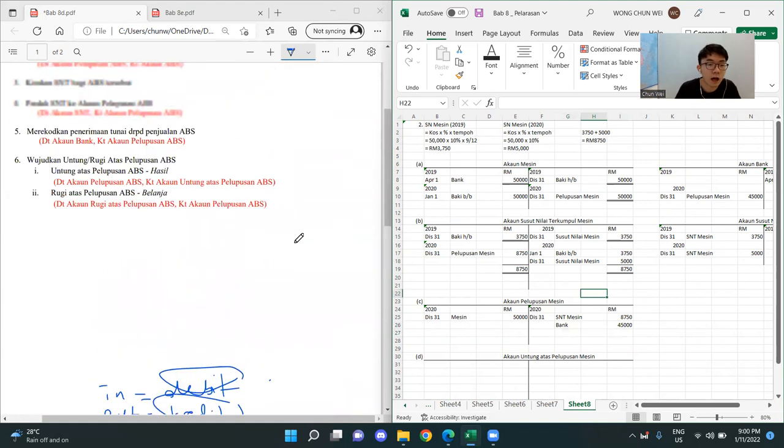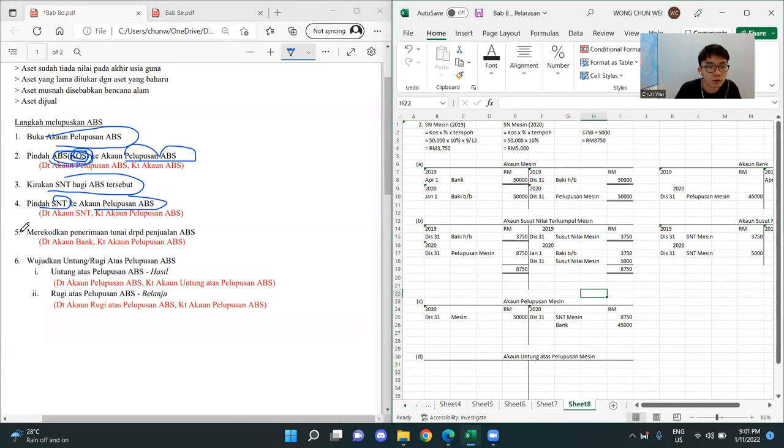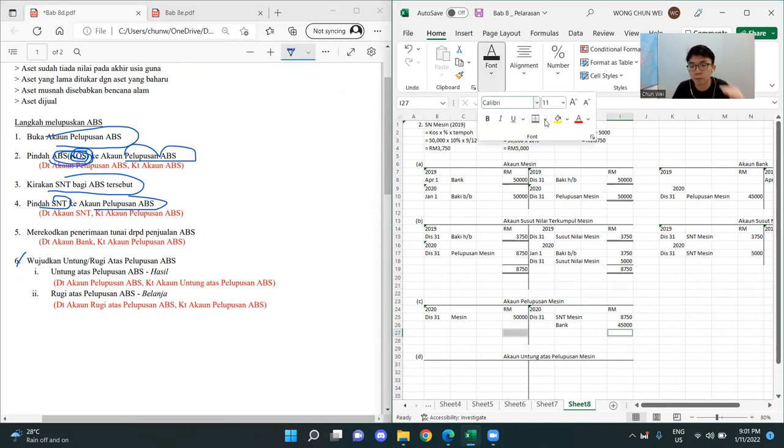So now, last step. After you have done the fifth one, the sixth will be you have to wujudkan: is it the untung atau rugi atas Pelupusan aset bukan semasa? Okay, so before you boleh wujudkan, definitely we have to close this account because Pelupusan is like an account sementara, maksudnya kita perlu close it.